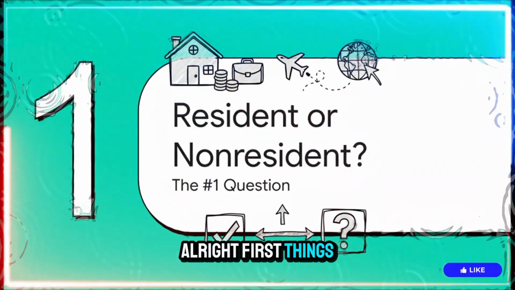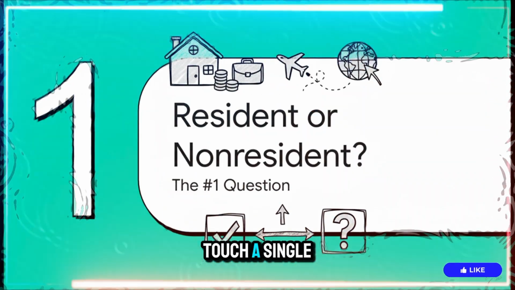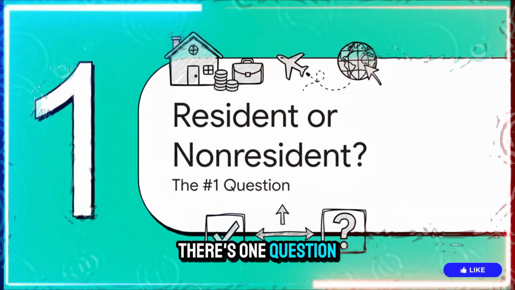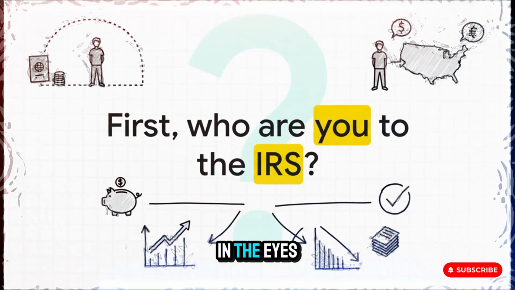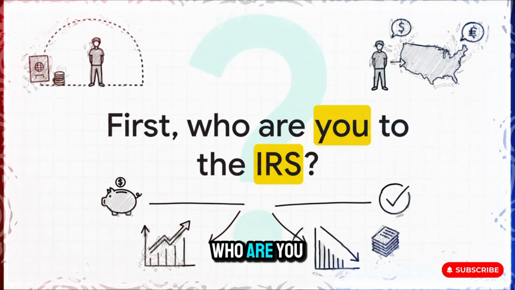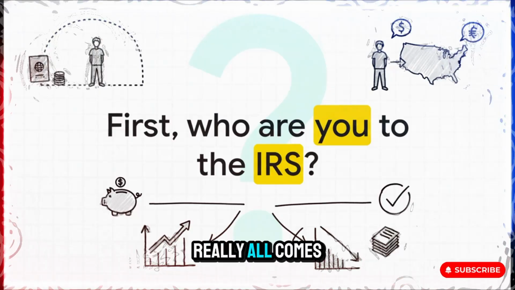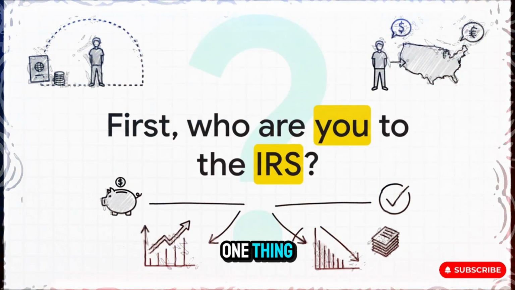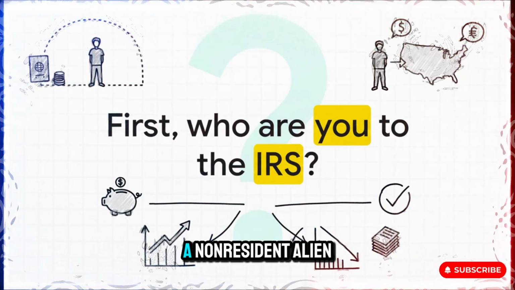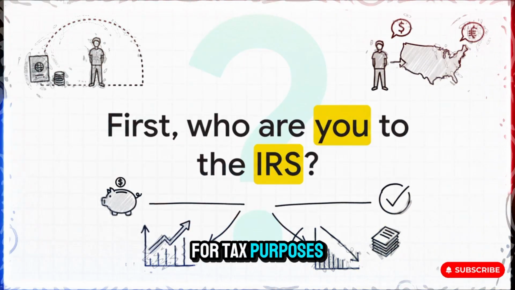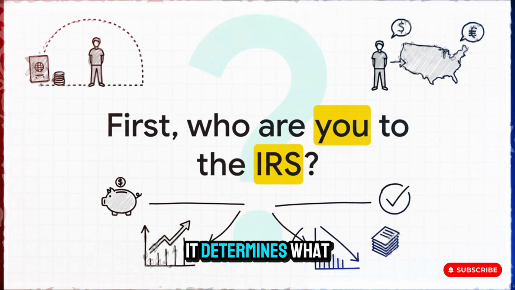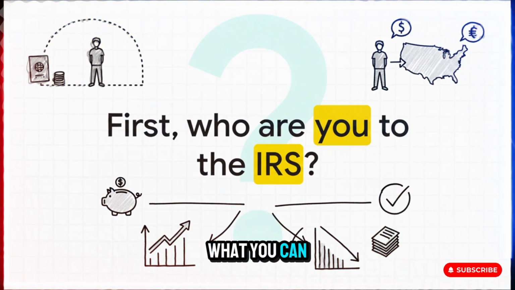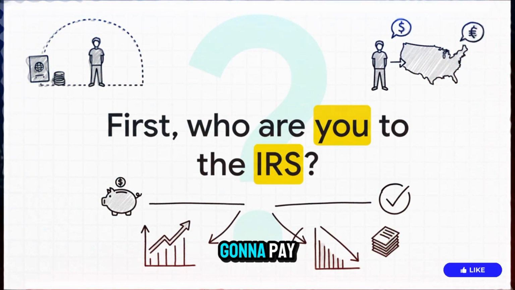All right, first things first. Before you even touch a single form, there's one question you absolutely have to answer. And it's this. In the eyes of the IRS, who are you? I mean, it really all comes down to this one thing. Are you a resident alien or a non-resident alien for tax purposes? Because that one answer changes everything. It determines what you have to report, what you can deduct, and yeah, how much you're going to pay.